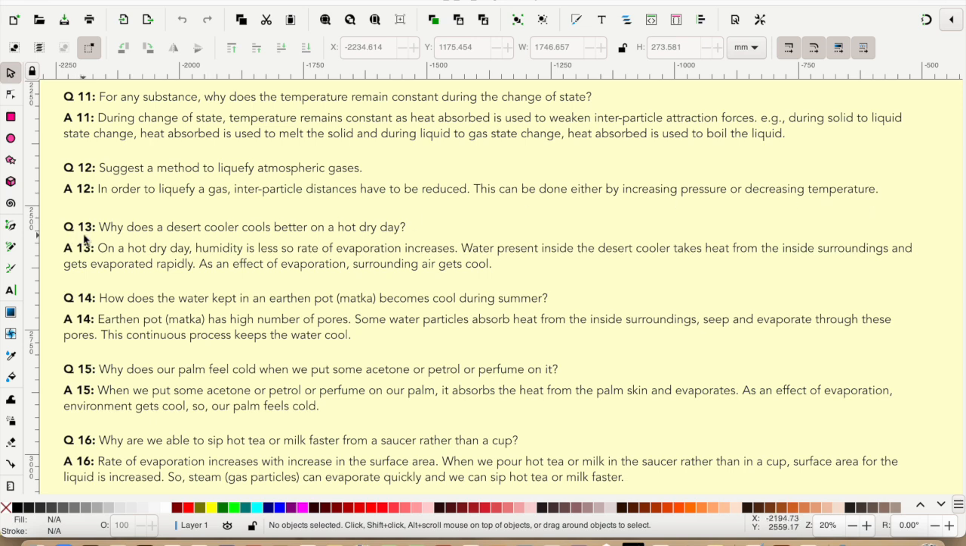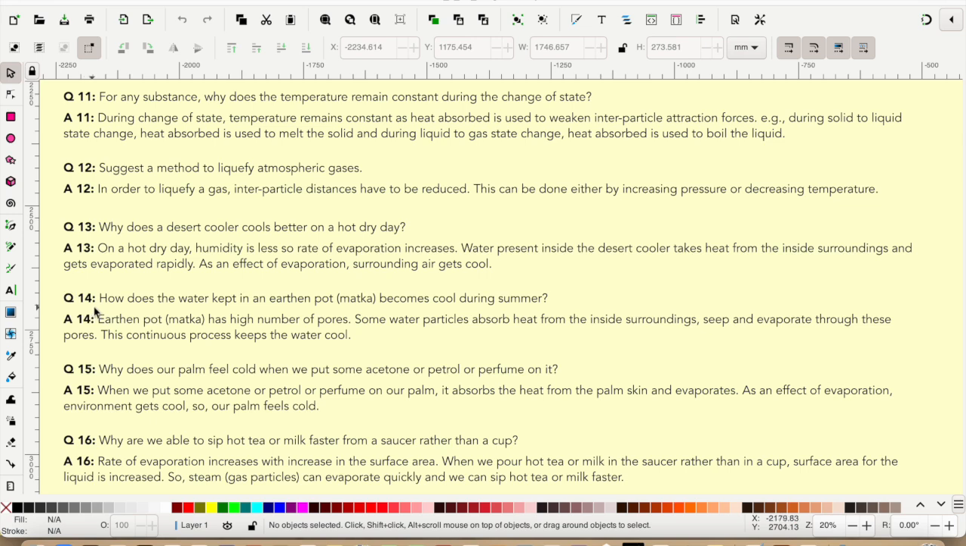Question 13. Why does a desert cooler cool better on a hot dry day? Answer is, on a hot dry day, humidity is less, so rate of evaporation increases. Water present inside the desert cooler takes heat from the inside surroundings and gets evaporated rapidly. As an effect of evaporation, surrounding air gets cool.